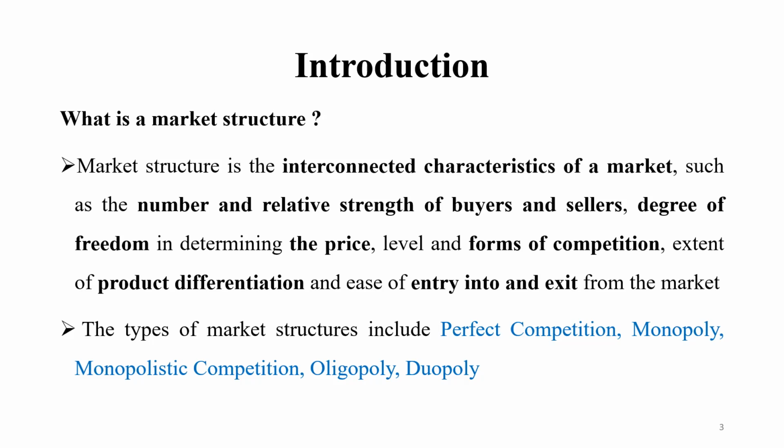Based on these core criteria, we can identify different market structures, right? Then the last one is product differentiation. There may be some sellers who produce similar types of products, which we call homogeneous products, right? Homogeneous products are all similar in all aspects.